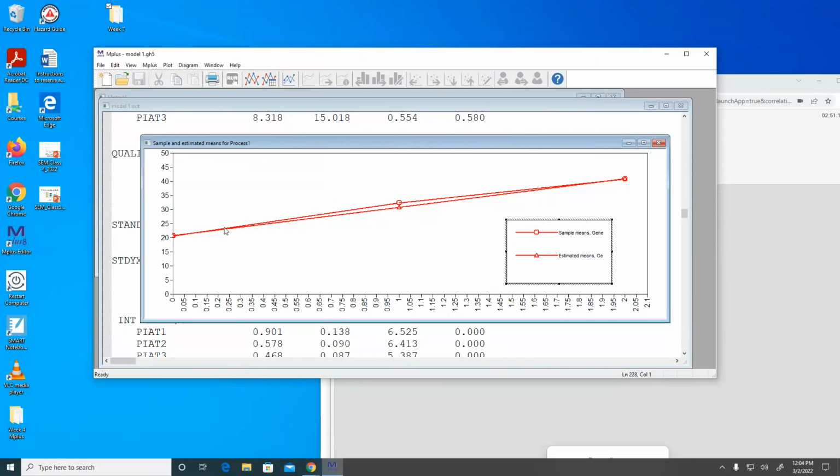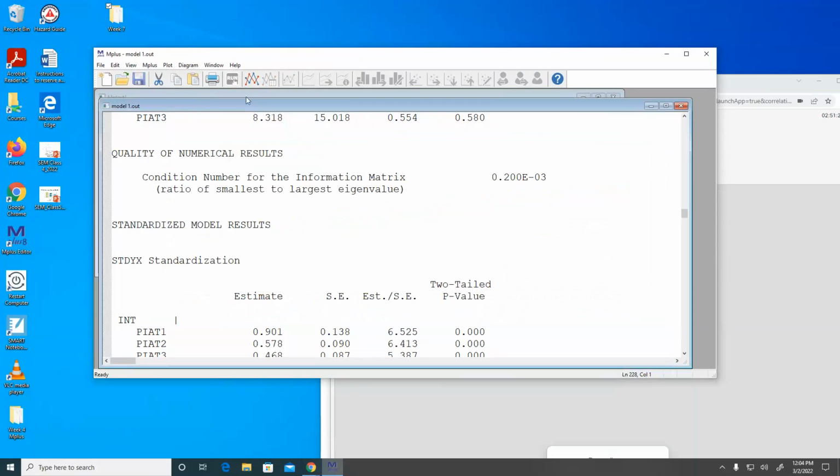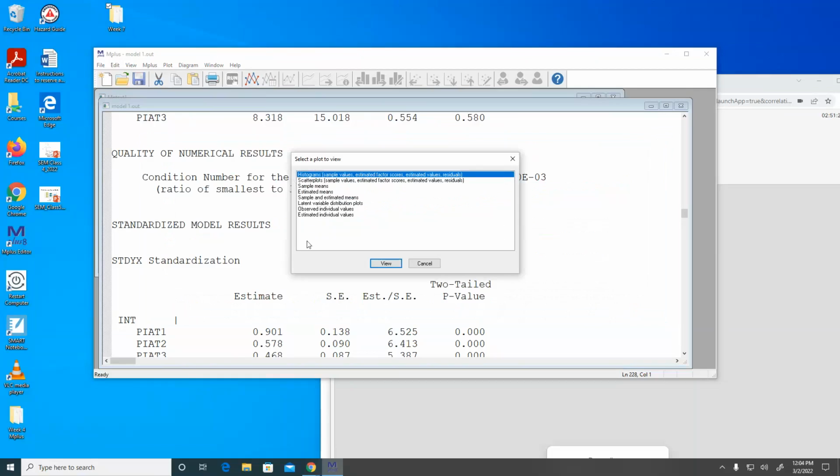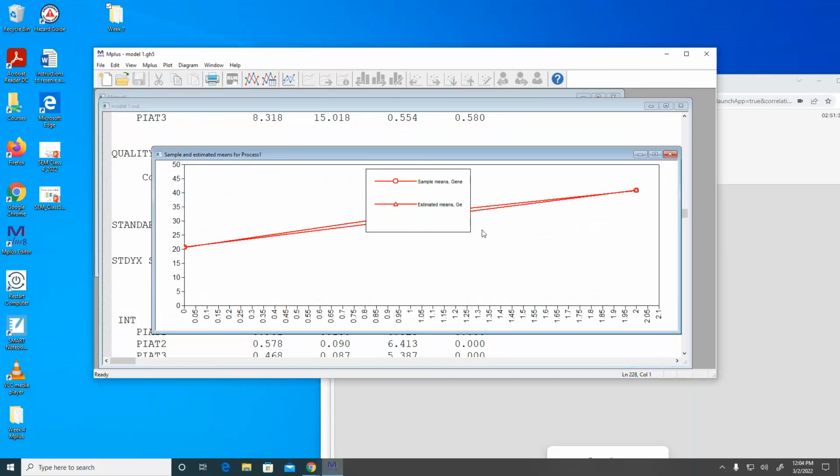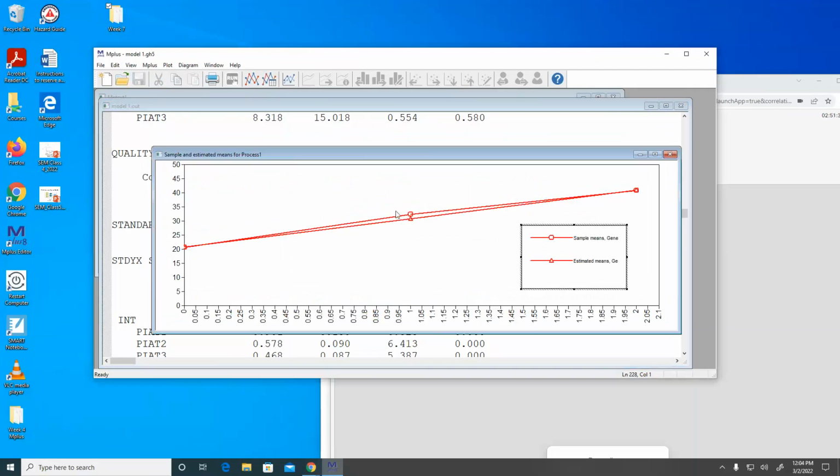Oh, so sorry, yeah. First you put in the plot command, and then in the output, you just click on this little graph. When that comes up, it gives you all kinds of different plots you might want to see. I chose sample and estimated means because I always like to see those in combination. And again, we only have 3 time points.